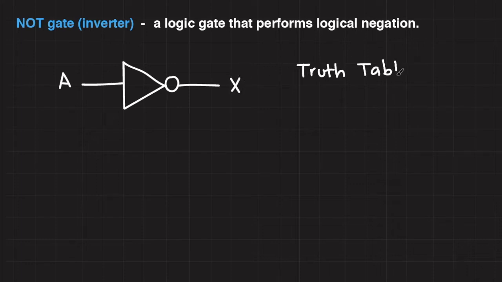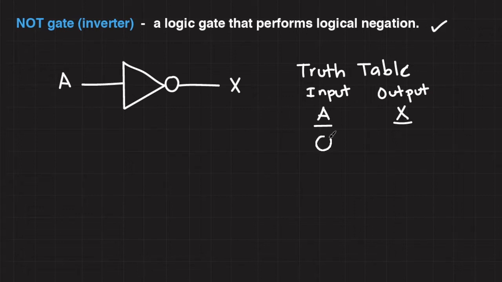If we were to write its truth table, its input is A and its output is X. And based on this definition, if A is 0, then its output is 1. And if the input is logic 1, then its output is logic 0. Again, if its input is logic 0, then its output is logic 1. And if its input is logic 1, then its output is logic 0.